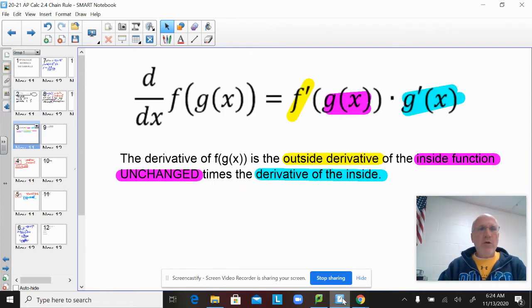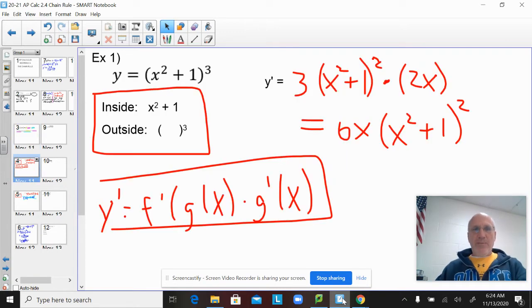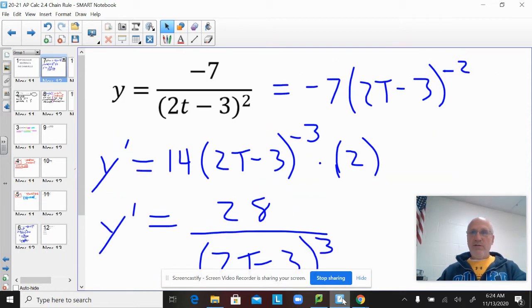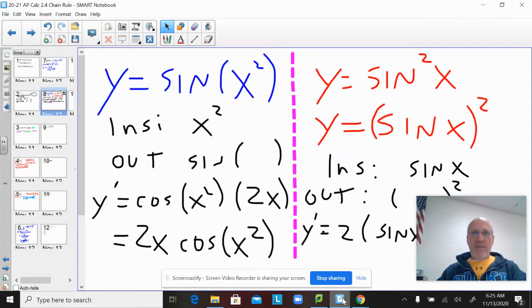rule. So, reminder, there's the chain rule with the derivative of f of g of x. And you should know the formula. It is f prime of g of x times g prime of x. And then you should also know that that represents the outside derivative of the inside unchanged times the derivative of the inside. So we did several examples yesterday. We did that one right there. There's the first one. There's the second one. There's the third one. There's the fourth one. And we did some trig ones to keep track of what the inside and outside function were.